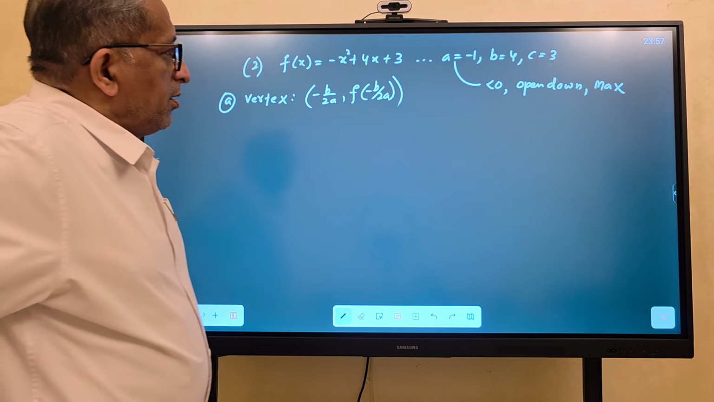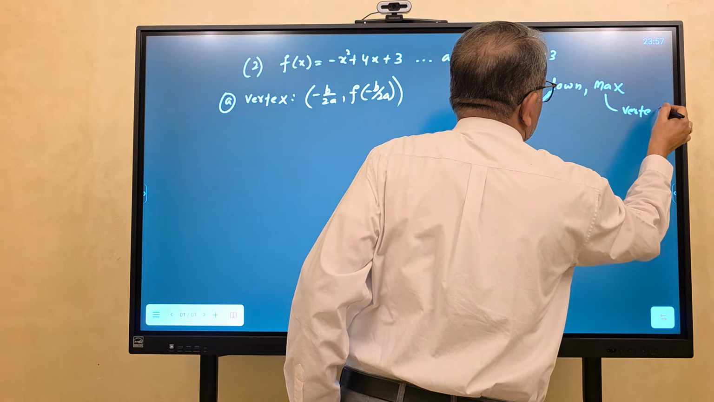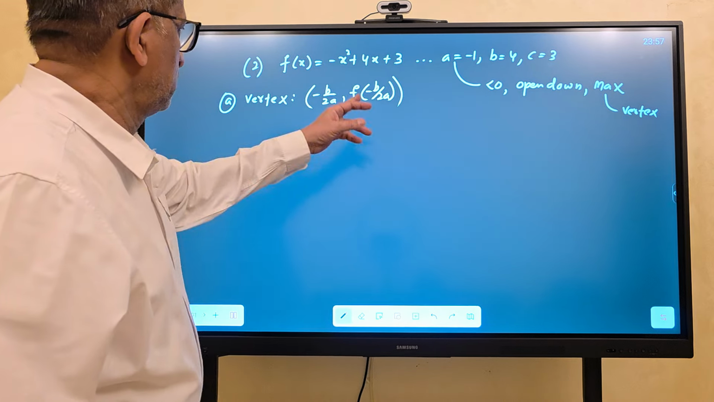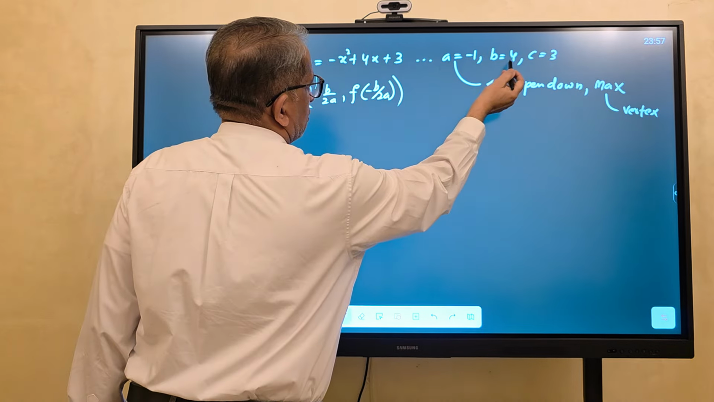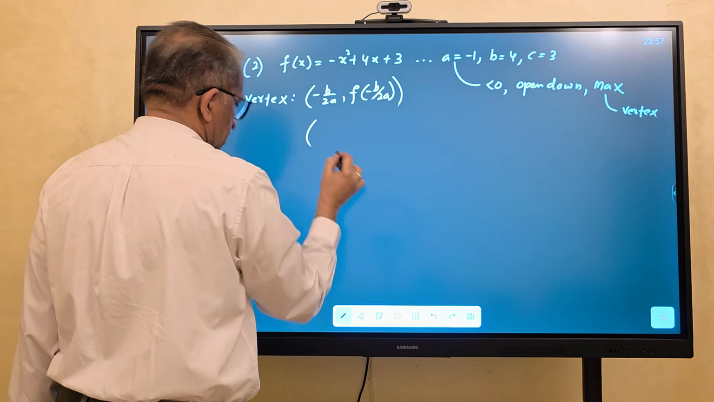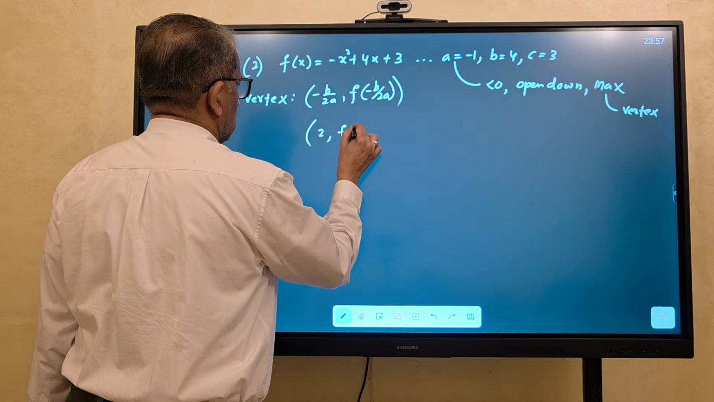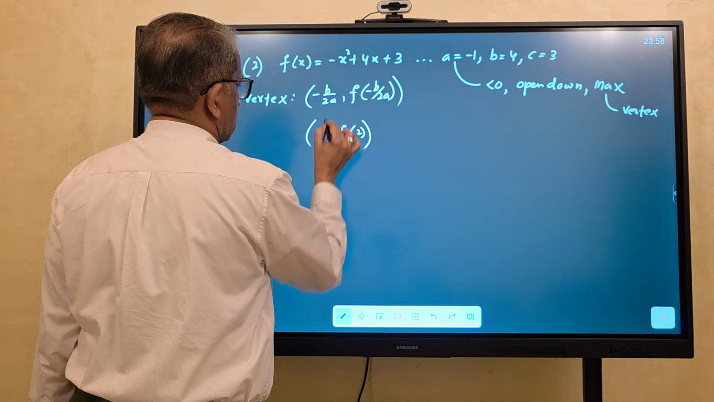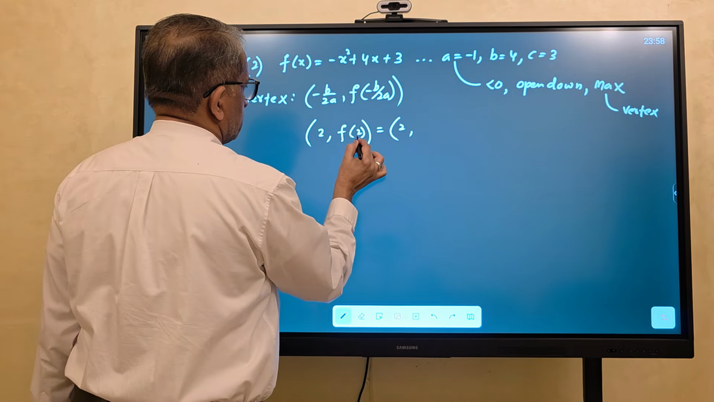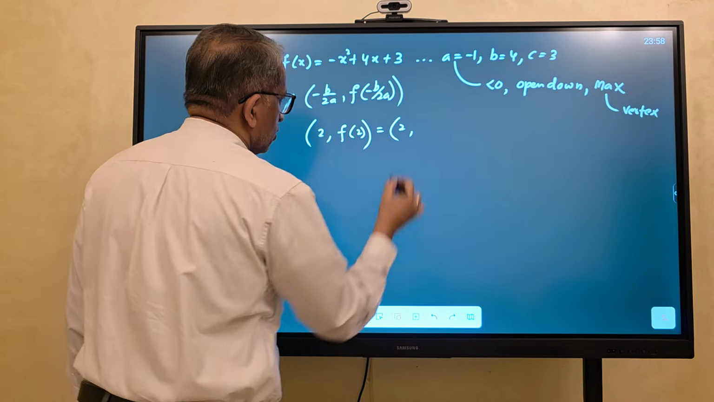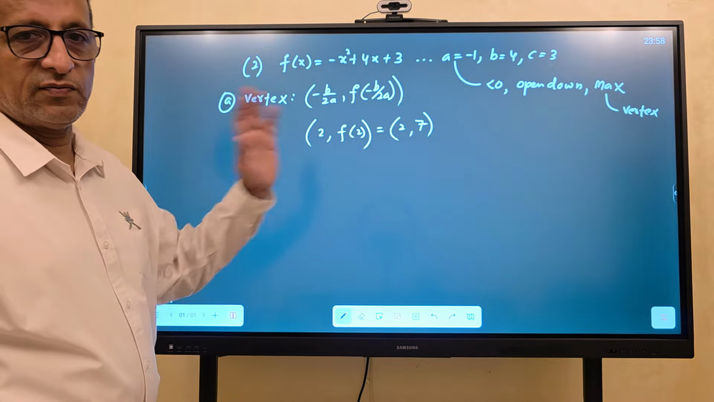But this maximum is definitely the vertex only. Let's solve this. Let's put a equal to minus 1, b equal to 4 here. I will get the value 2. That is f of 2. And f of 2 means put x equal to 2 here. You will get the answer 7. 2 comma 7 is the vertex.